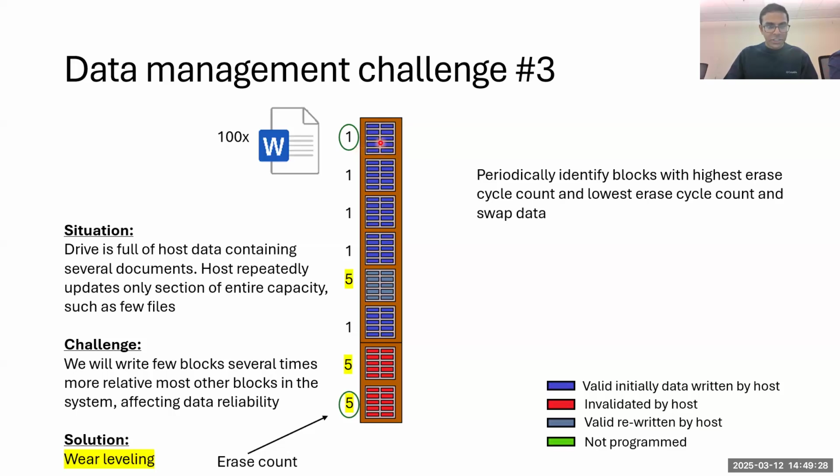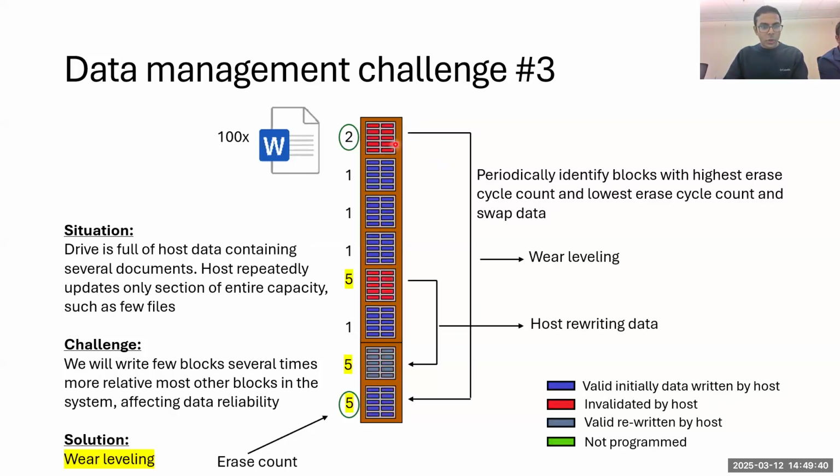And what we do is we just internally move all of this data from here to here. So all of the data that's here would be moved here, and this block here would become invalid. And meanwhile, when the host is rewriting this data, it will be moved here. This wear leveling, meaning moving data internally, all happens in the background. But what we have achieved here is we have made this block fully invalid, and this can be used for updating this data by the host.